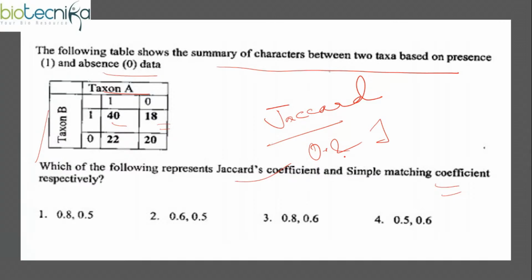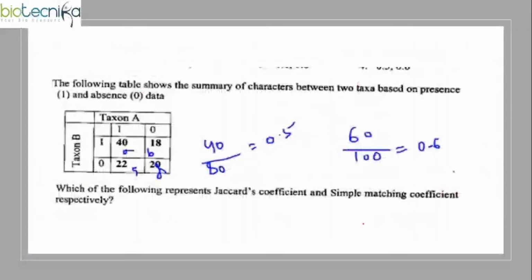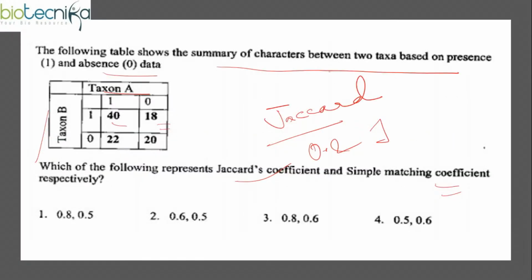Okay, so Mukesh is saying it's 2. Amit is saying SSM is 0.6, Jacquard is 0.5. Others? 0.6, 0.5. Yes. So when it is for Jacquard, Jacquard is 0.5. That means this answer: 0.5, 0.6.